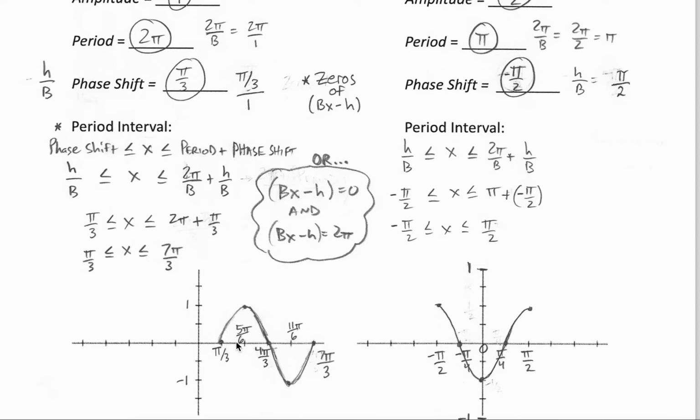Let's label the rest of our little key points here. I can use a midpoint formula, and I can take my two endpoints, pi over 3 and 7 pi over 3. I can combine them and divide by 2. That's going to give me 8/3. If I cut that in half, that's just 4/3.